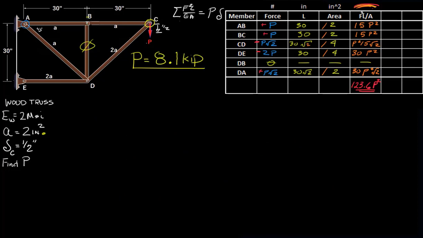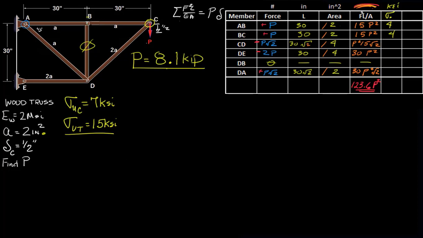Now at this point we should check that these members are safe. Wood has an ultimate compressive stress around 7 ksi, and it has an ultimate tensile stress of 15 ksi. So we could go through here and check this. P we found to be 8, and we could make a column here of stress in each member. So 8 divided by 2 is going to be 4, and this will be in ksi.